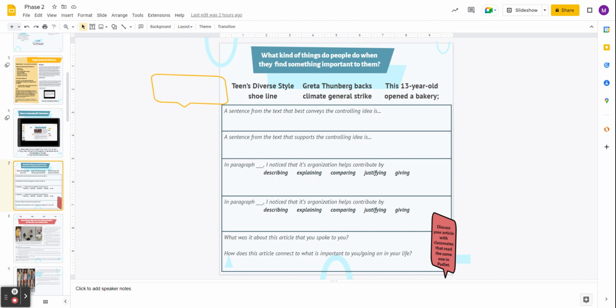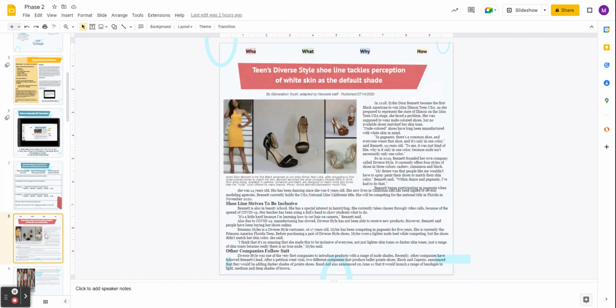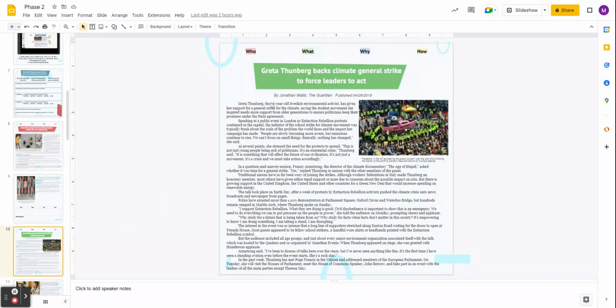So you get to pick from only one of three articles. You only read one of them. And then you're going to explain the basic information, controlling ideas, supporting details, organizational patterns, and why you felt it was important after you read it. So you can read about a teenager whose shoe design business launch tackles the idea of skin color and footwear. You're going to fill in your who, what, why, and how for the article and the controlling idea.